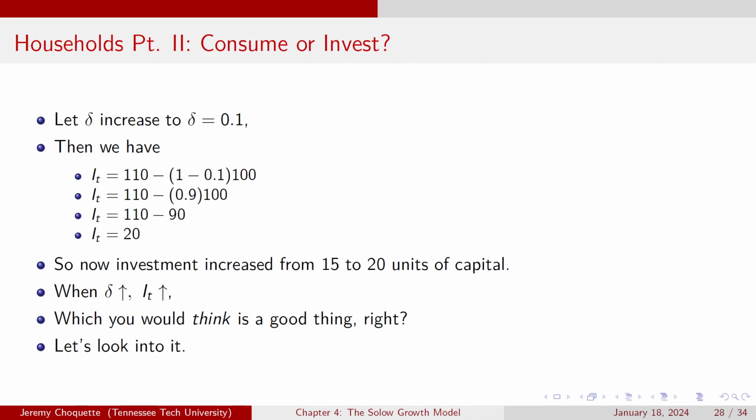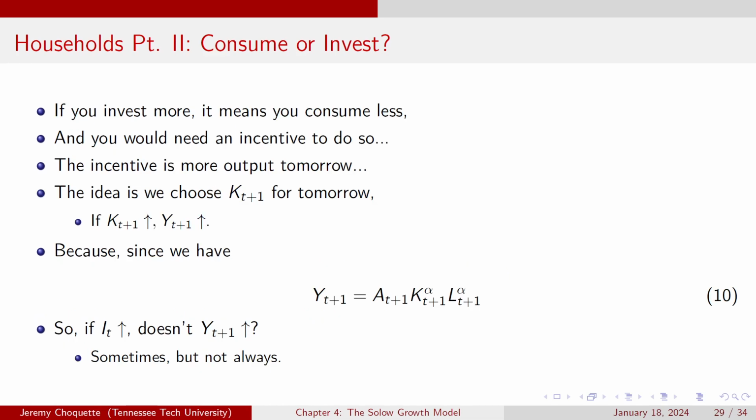So if delta goes up, if the rate of depreciation goes up, then investment goes up, which you'd think could be a good thing, right? But maybe not. Let's look into it. Because if you invest more, you're consuming less. Remember, you can consume or you can save. If you save, you invest. If you have $100, you can consume 50 of it and save 50 of it. You need an incentive to do so. That incentive is generally more output tomorrow, so the idea is we choose K_{t+1} for tomorrow.